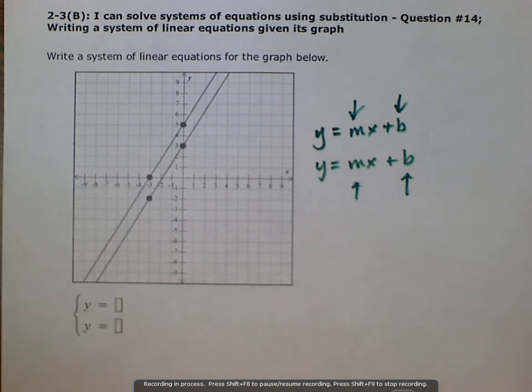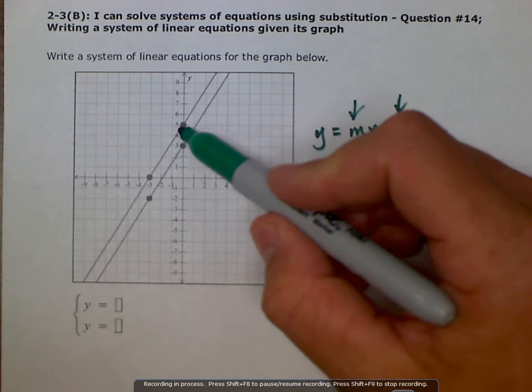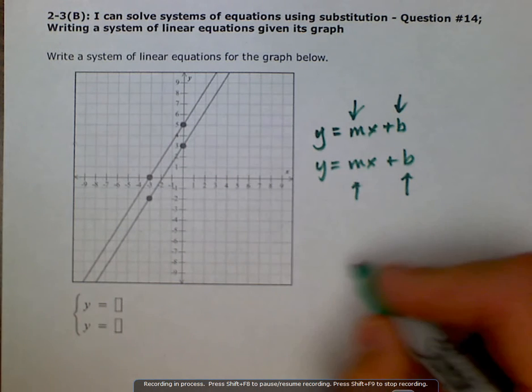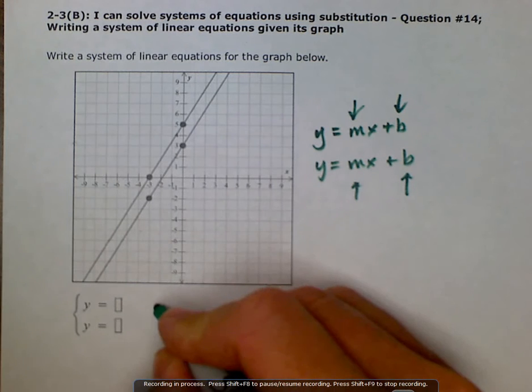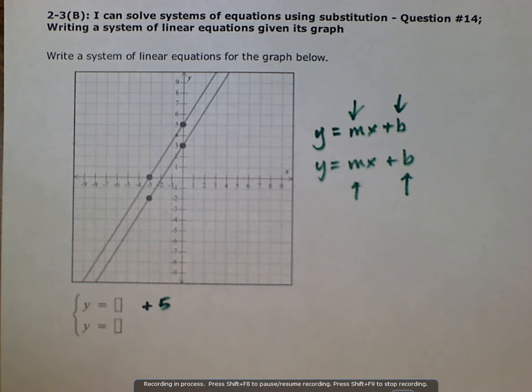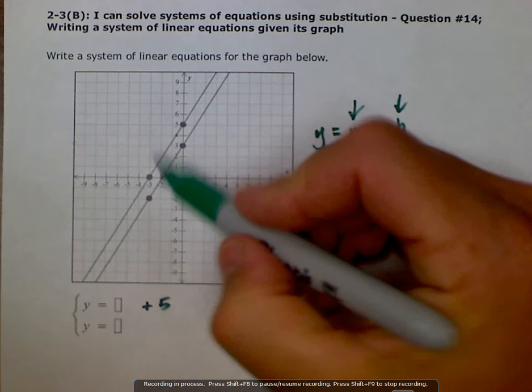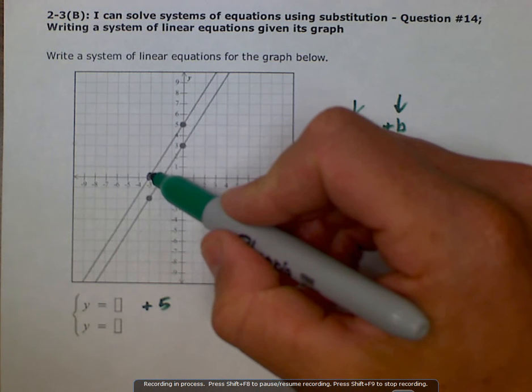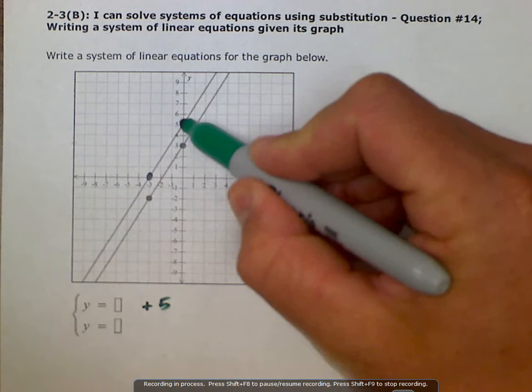So let's look at the top line, and we see that it crosses the y-axis at 5. So positive 5 would be our start point. So we could just write plus 5 as our start point. And then our slope, we see it has 2 points here. One, the x-intercept there is negative 3, and we go to 5. So we just need to figure out the slope from there.